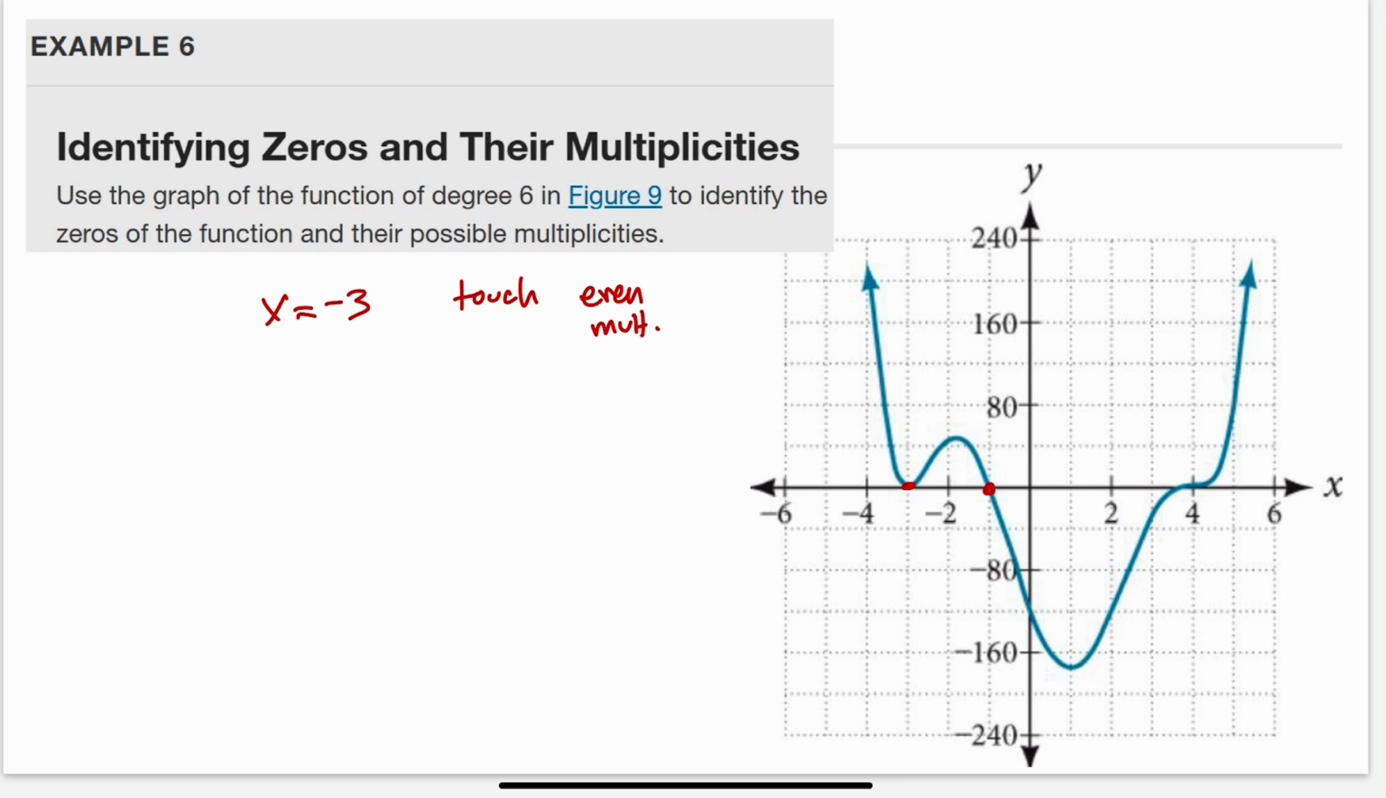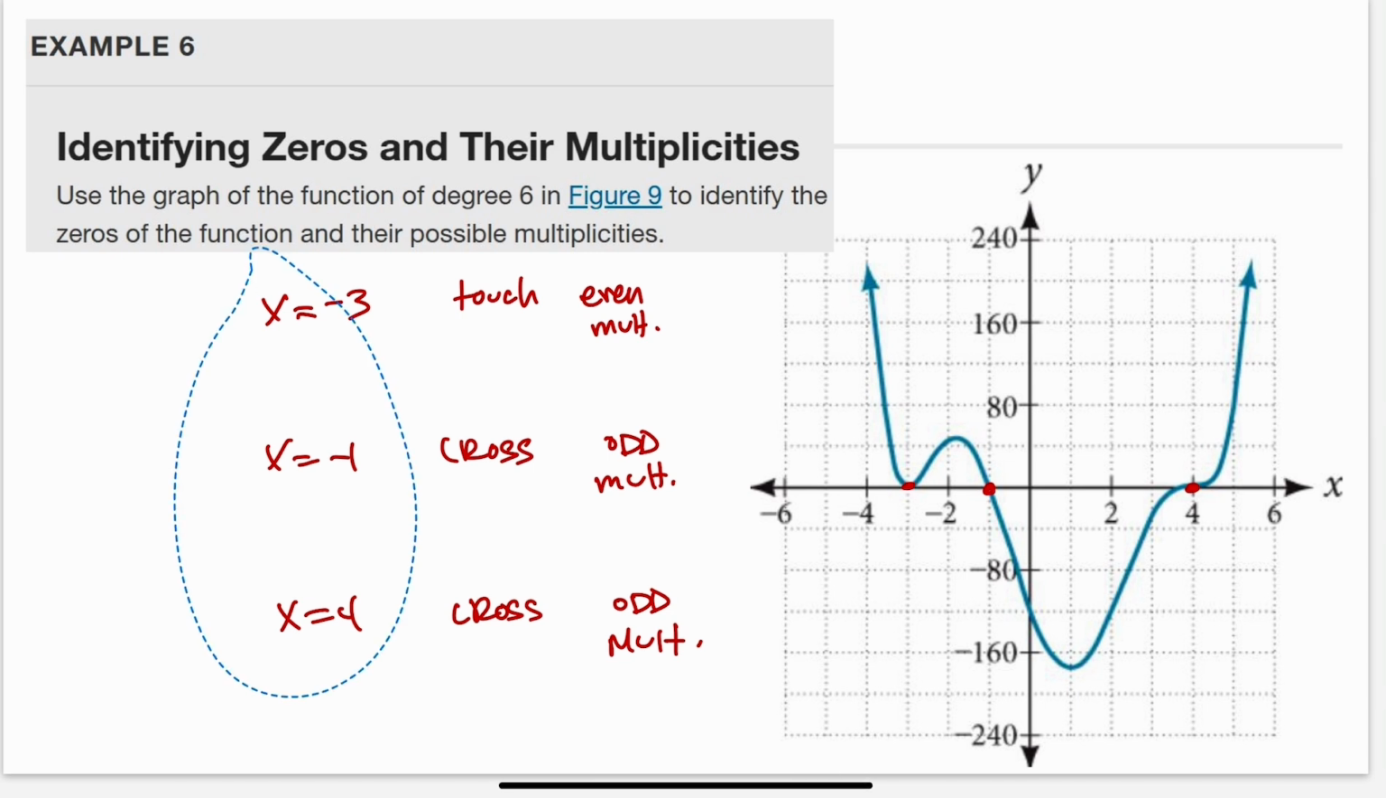At x equals negative 1, we cross, so that's going to be an odd multiplicity. And then here at x equals 4, we also cross, and so that's going to be an odd multiplicity. Okay. So I think we can actually say even more.